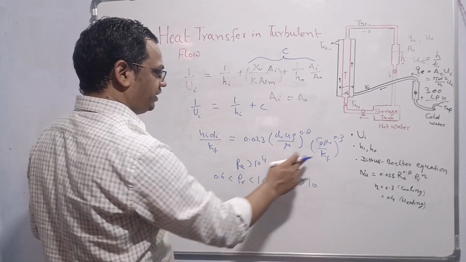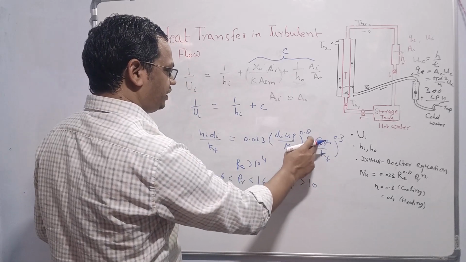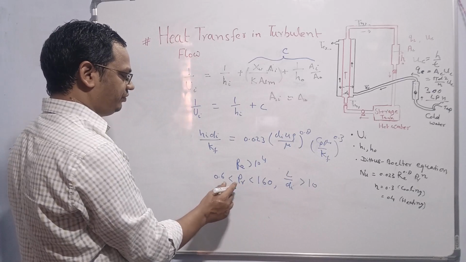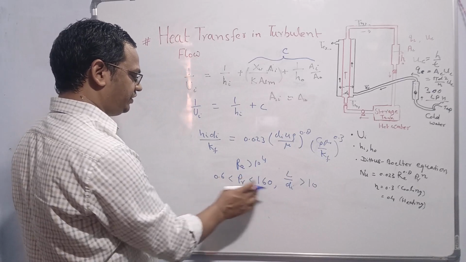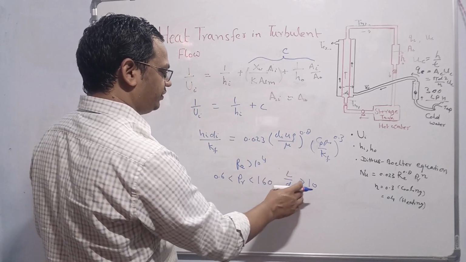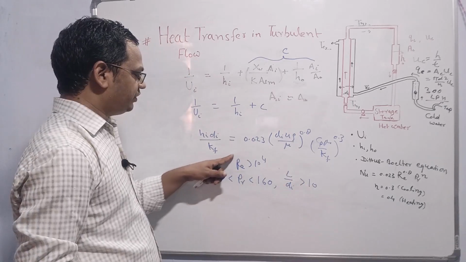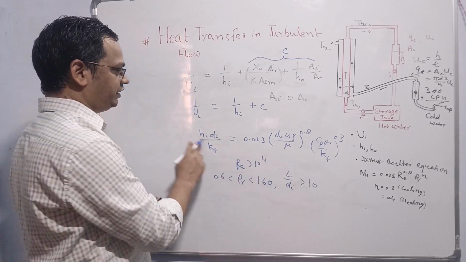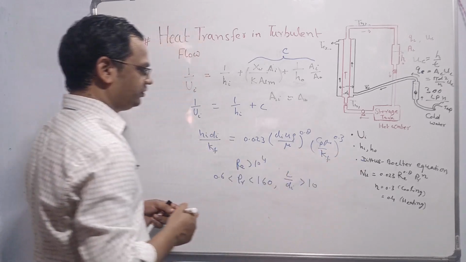Here Pr can be easily found because all parameters are known. And in our case, we found the Pr inside this range, and also L by Di ratio is greater than 10. And this one we already have considered. Therefore, we can apply this Dittus-Boelter equation.